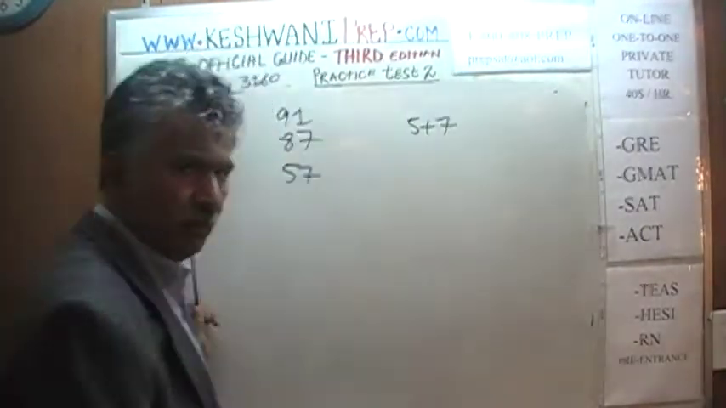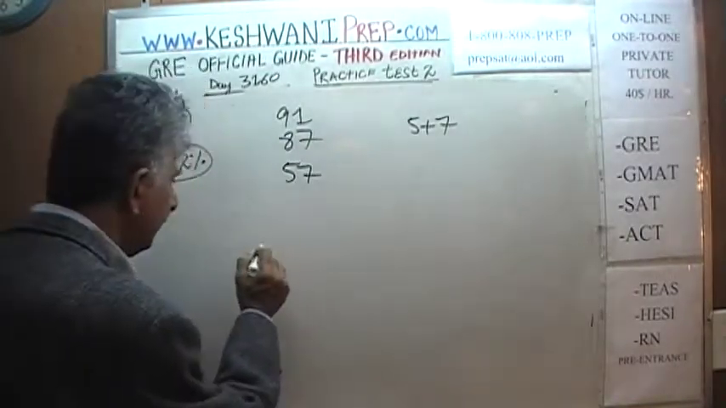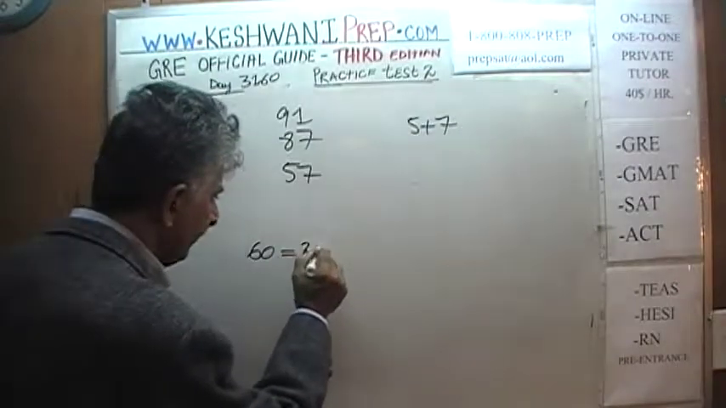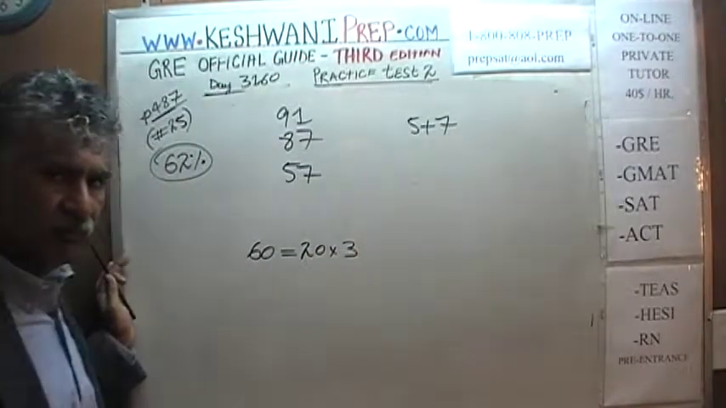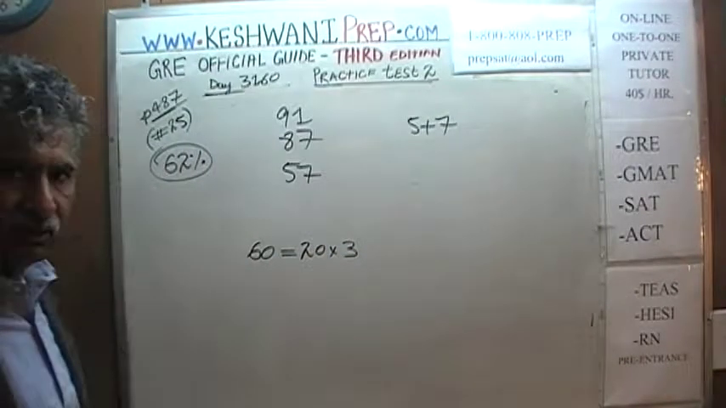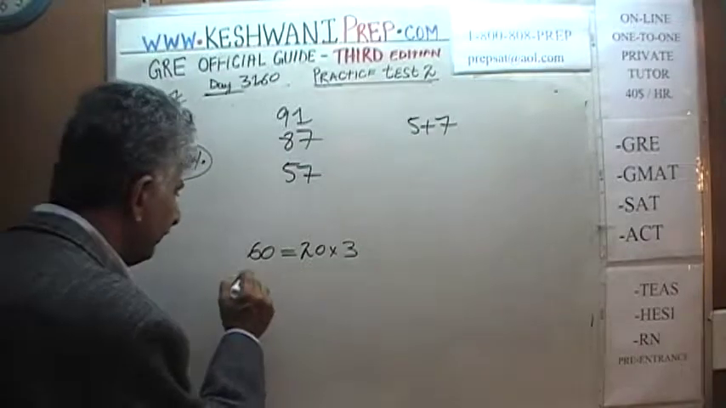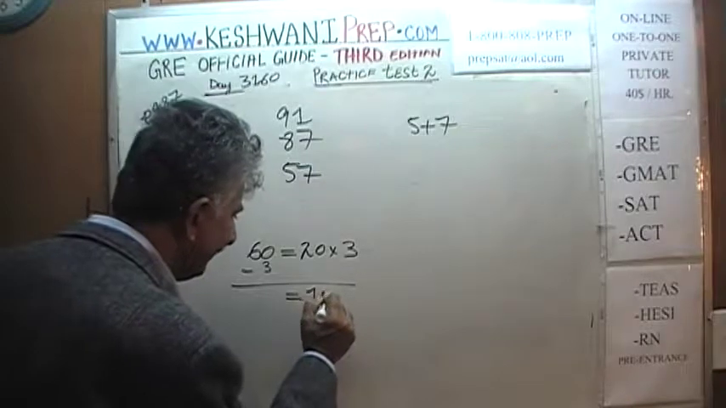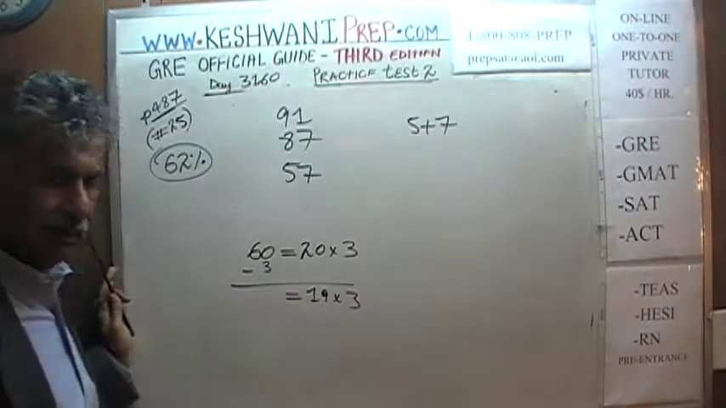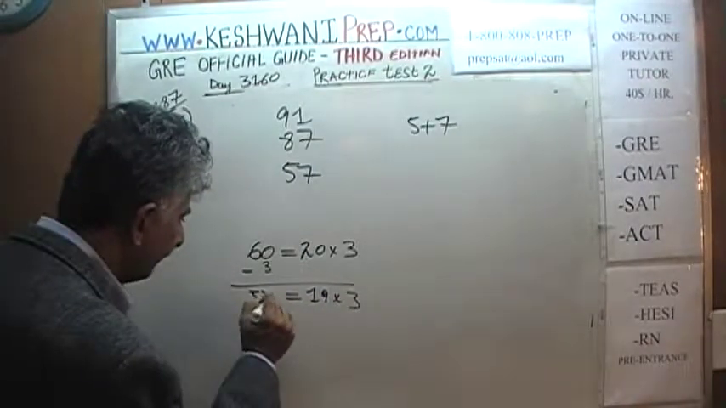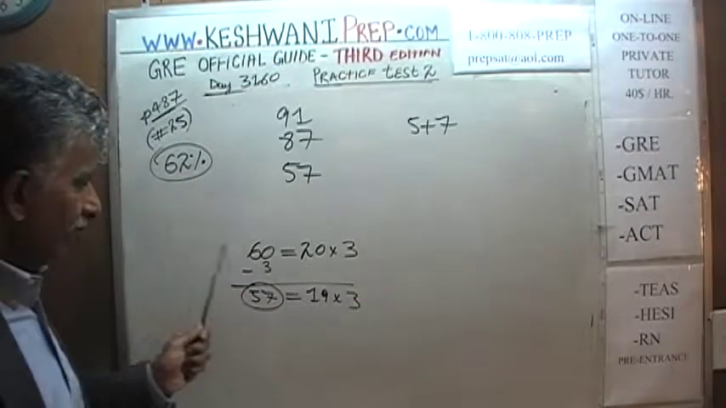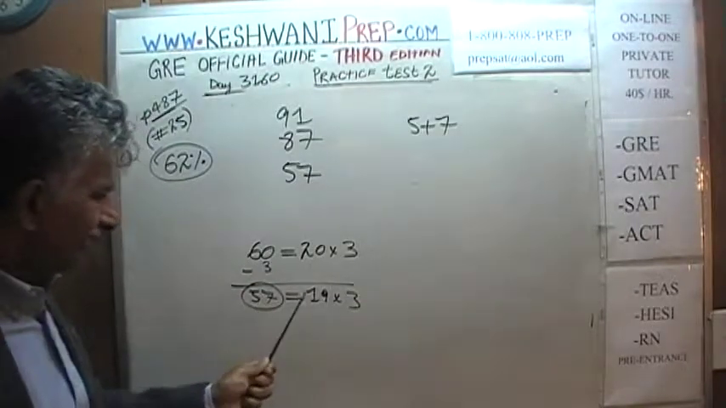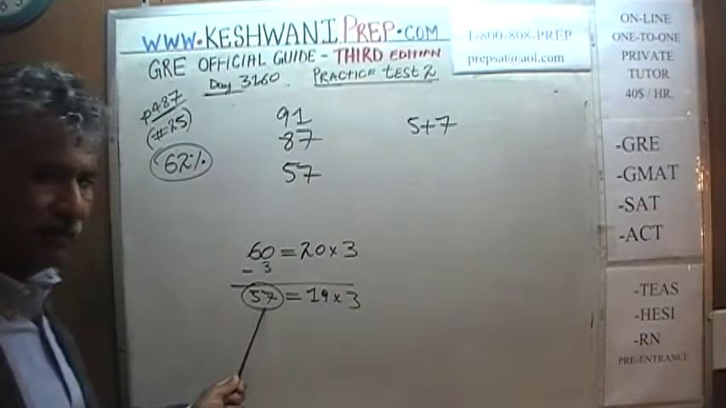And how many 3's? Are you able to see right away that 60 is a multiple of 3, isn't it? 60 is a multiple of 3. 60 is made up of 20 3's. What would happen if you would take away 1 3 from it? You'll end up with 19 3's. And 19 3's would be 57. If 20 3's are 60, then if you take away 1 3 from it, 19 3's are 57.